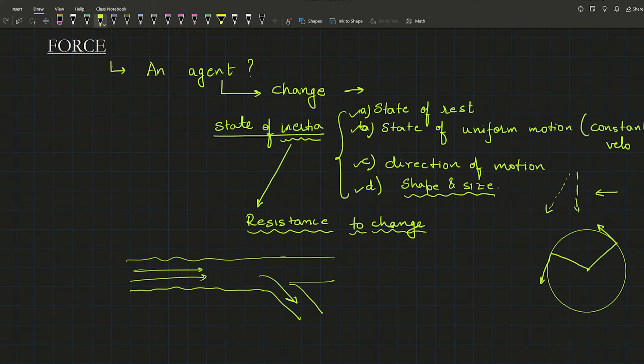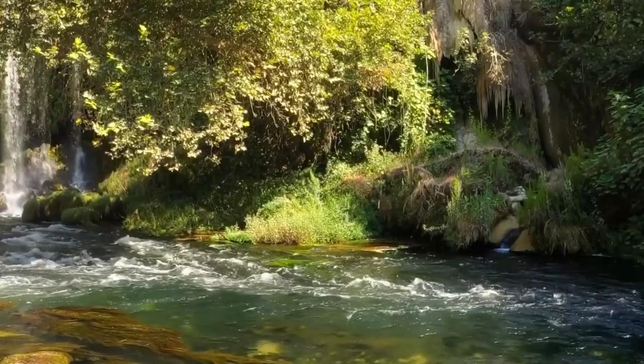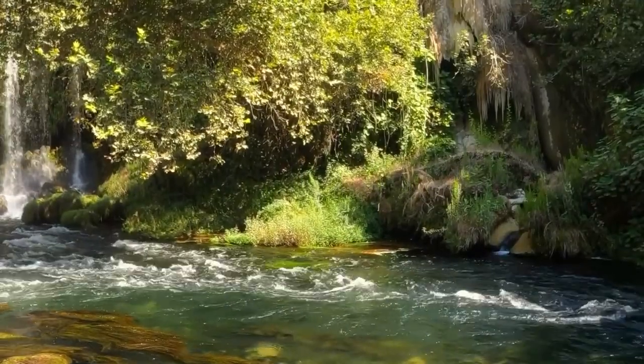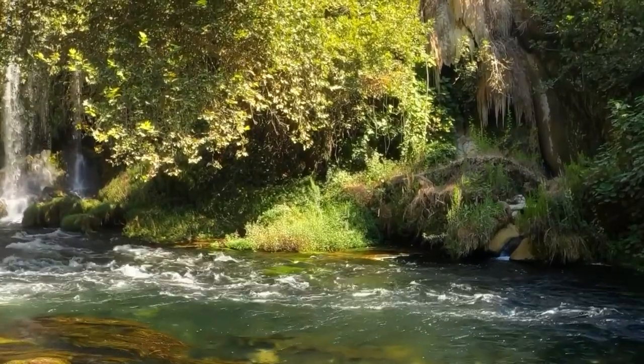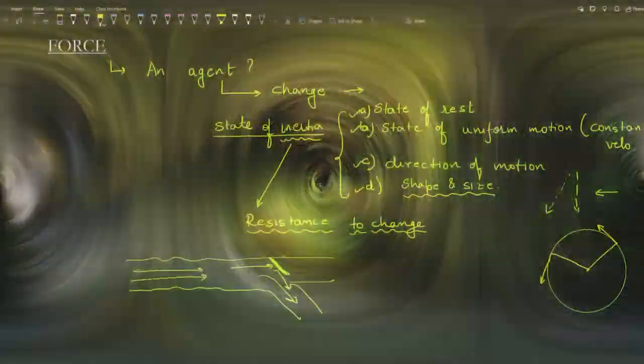So you require some kind of a force. Let's say you are designing some kind of an embankment such that water comes and strikes it and then changes direction. Until this embankment is there, water will not flow in that direction. So we say that water has inertia to change its direction of motion.